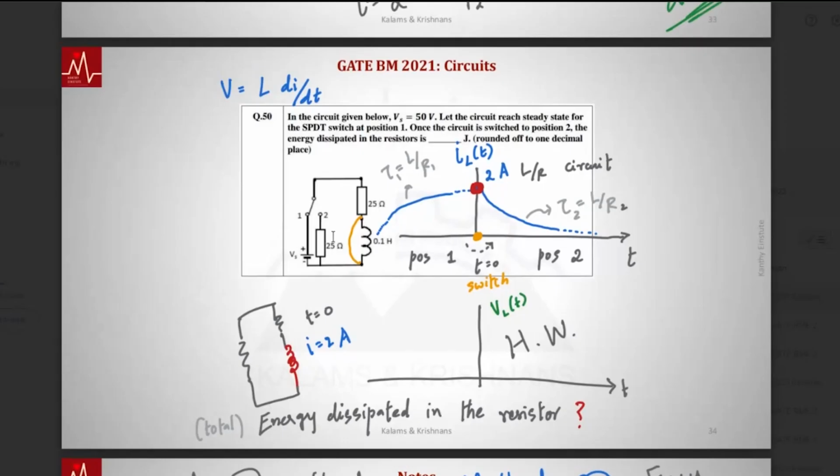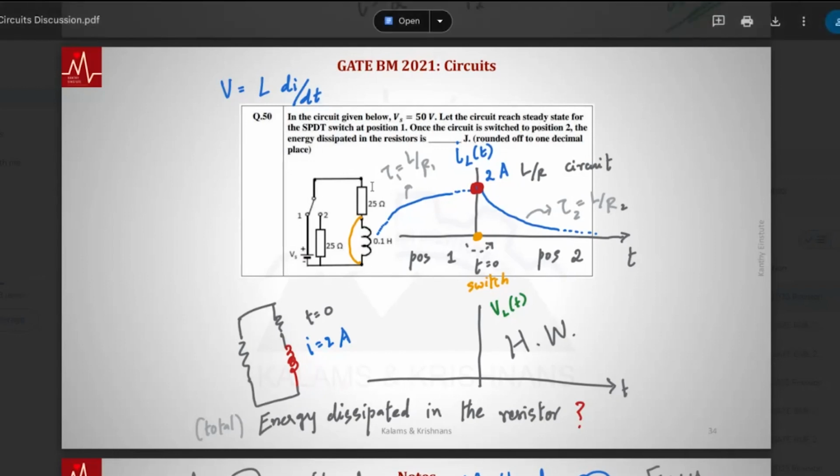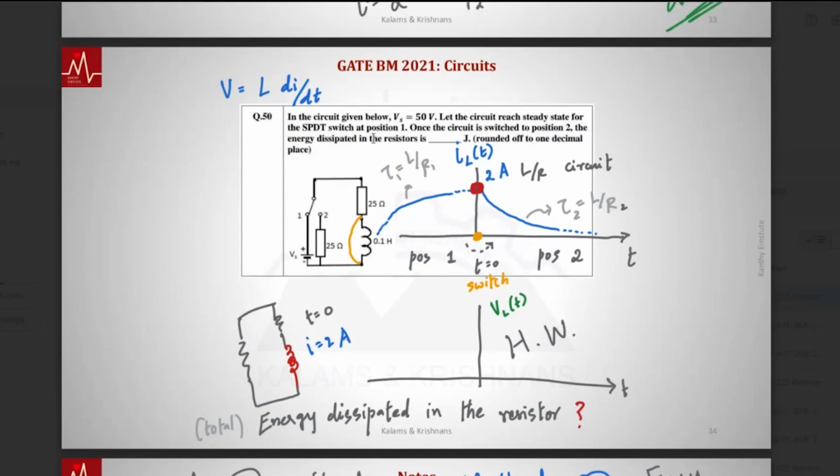Did we do this inductor problem? So what does the question ask? They are changing this SPDT switch. Essentially, there is this position 1 and there is a circuit with the voltage source. Position 2, there is a circuit without the voltage source, right? Once the circuit is in position 1, the circuit is in steady state. Then they change the switch. The energy dissipated in position 2 is.